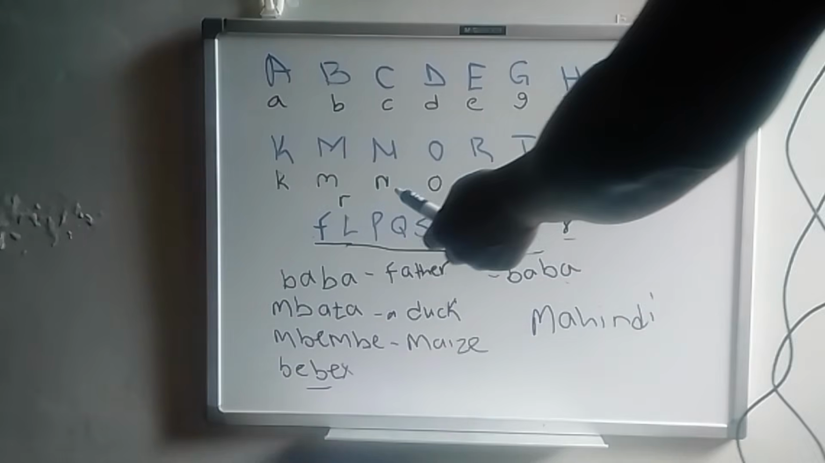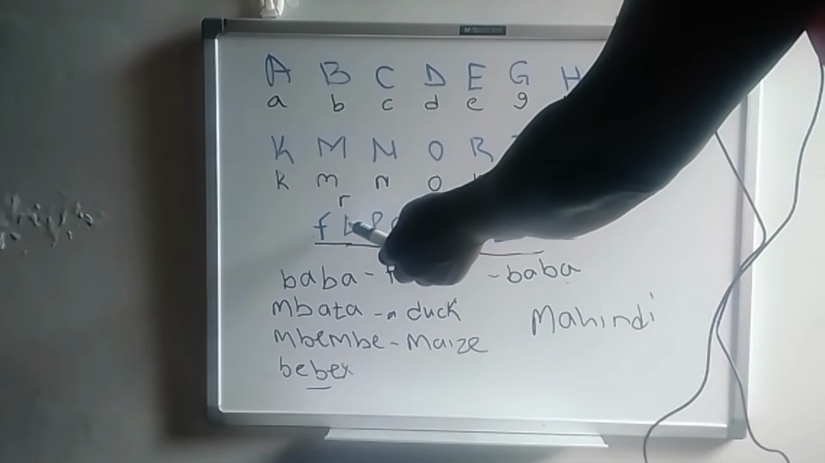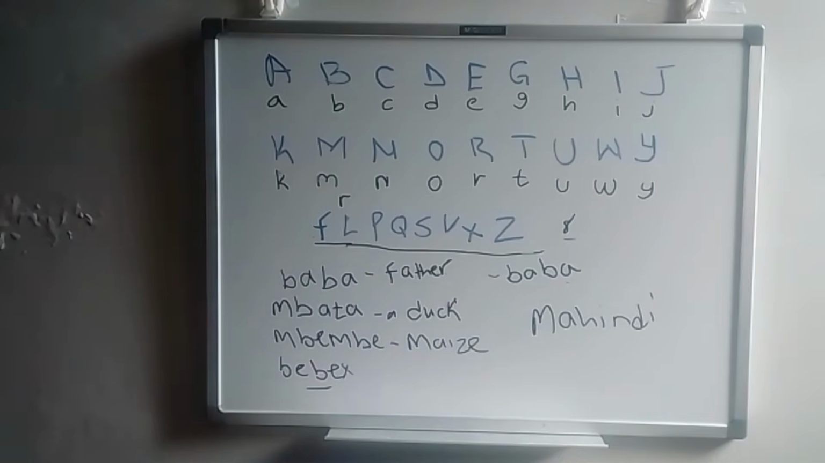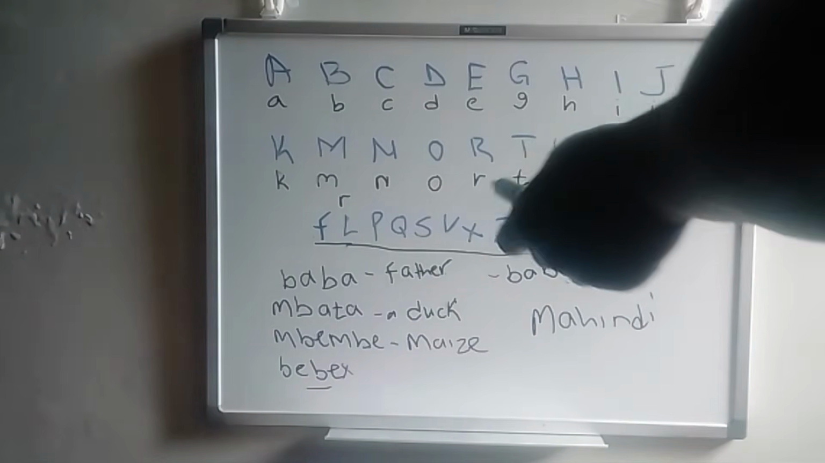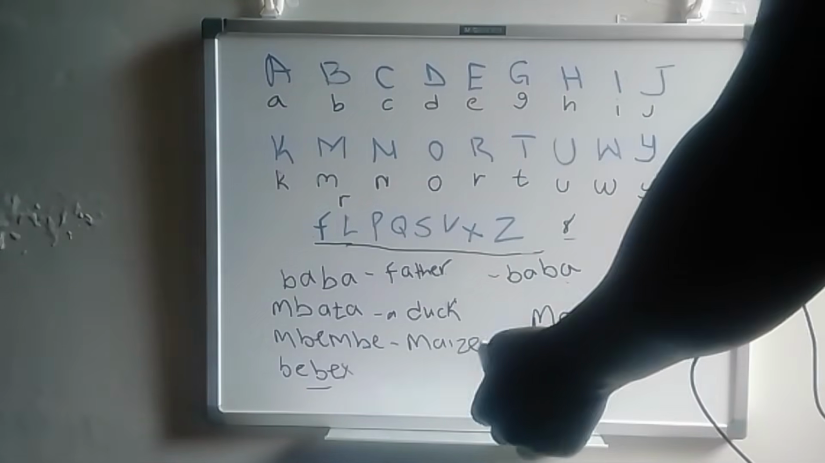Now, letter L, we don't use it in Kikuyu. Instead, we use letter R. That's why in Kikuyu you hear all the words are like r. Kikuyu ni r. That is Kikuyu for you. Because we don't have letter L. Instead, we use R.